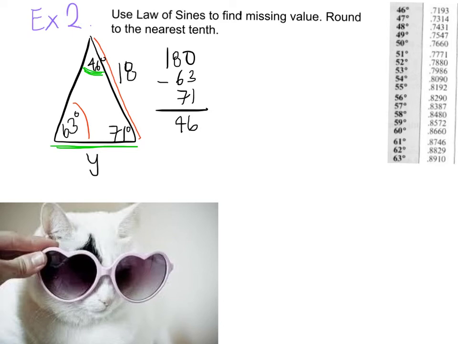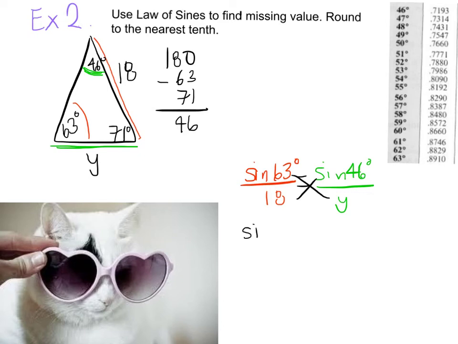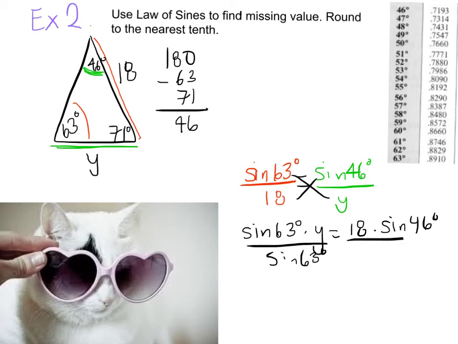So now I can use the law of sines. I can say that the sine of 63 degrees divided by its opposite side is equal to, now I have another combination, my green angle, the sine of 46 degrees divided by y. Now I'm just going to work with that proportion. Remember, I'm going to cross multiply and divide. I get the sine of 63 degrees times y equals 18 times the sine of 46 degrees. I'm going to divide by the sine of 63 degrees on both sides.